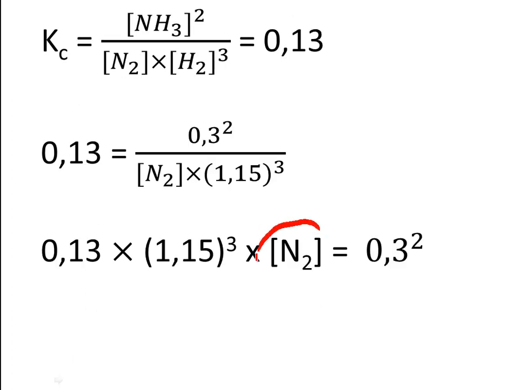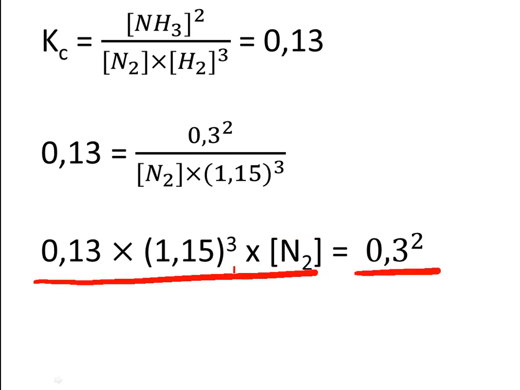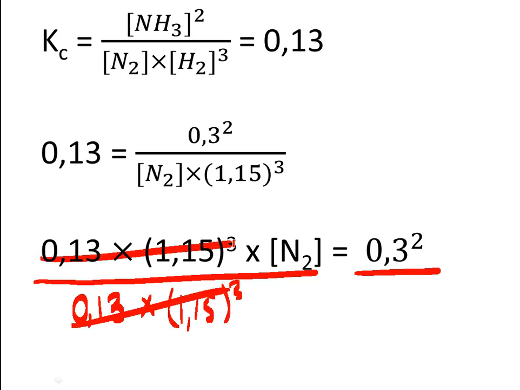So we still need nitrogen's concentration on its own. So how do we get it on its own? We must divide both sides by this other stuff. Remember, what you do to one side, you have to do to the other. So we're going to divide this side by 0,13 multiplied by 1,15 cubed, so that all of that cancels, leaving the concentration of nitrogen on its own. We have to do the same to the right-hand side, otherwise it's not legal. So we need to divide 0,3 squared by 0,13 multiplied by 1,15 cubed.